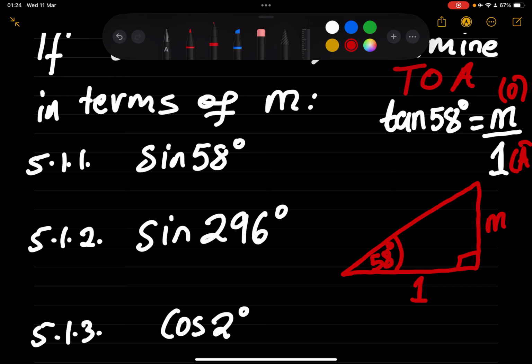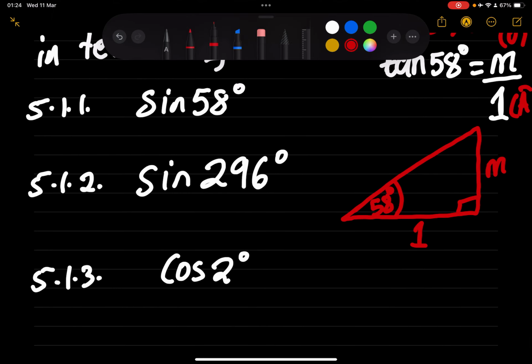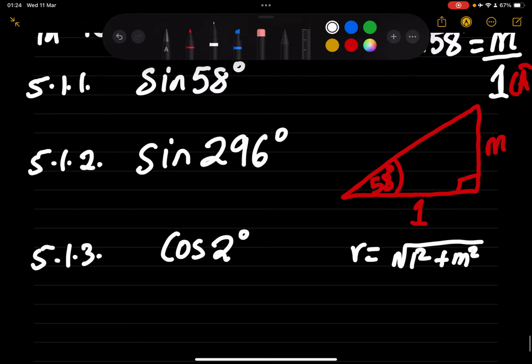And then doing the theorem of Pythagoras to get the hypotenuse, I'll call the hypotenuse r. So r is equal to the square root of 1 squared plus m squared, which is just the square root of 1 plus m squared. So our hypotenuse is the square root of 1 plus m squared. Remember, when we do Pythagoras and we're looking for the hypotenuse, you must add.